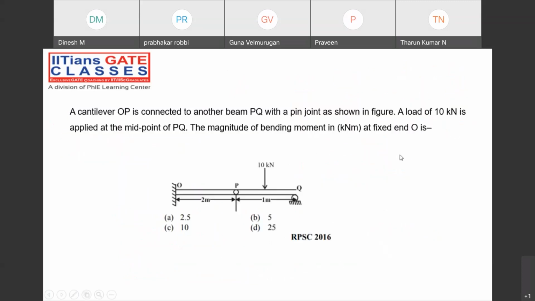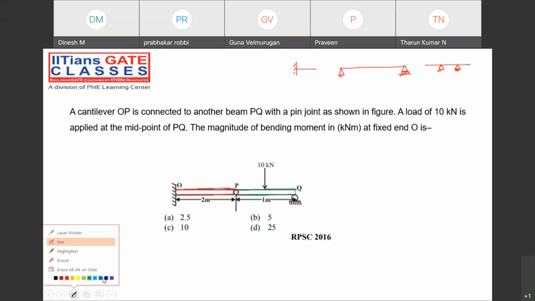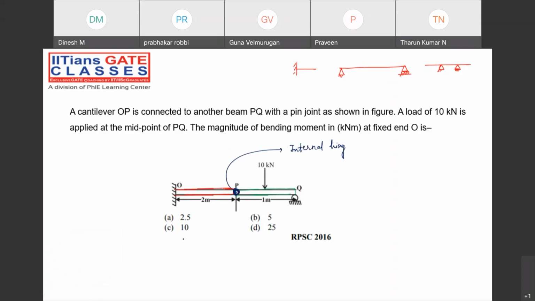So this is the question we have, a little bit tricky question. Whatever supports we have seen as of now, those are the external supports. My dear friend, you are welcome to the question where they mentioned that the cantilever OP is joined with another beam PQ by a pin joint. Let me show the pin joint in a different color. This pin joint, my dear friend, is called an internal hinge.